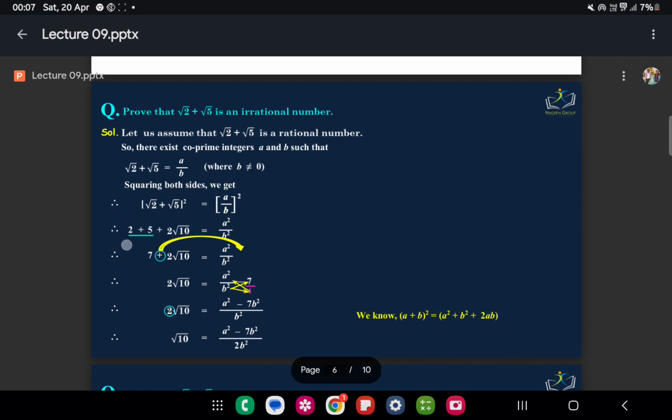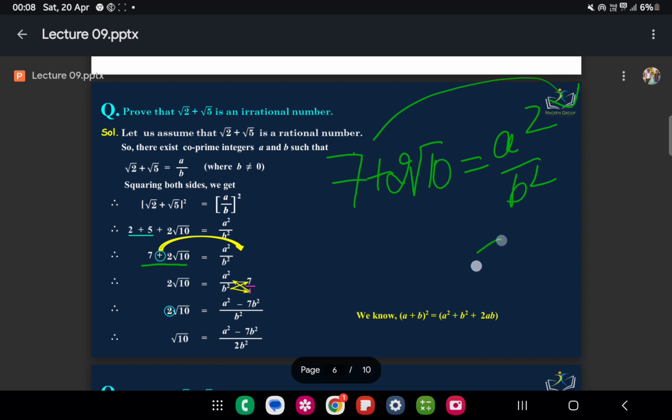Now we are having numbers here, 2 plus 5 that is equals to 7, and here the plus sign is there, you can see that plus sign is there. So 7 plus 2 root 10 is equals to a square divided by b square. So shift the 7 to right hand side, so you will get, I will write here, 7 plus 2 root 10 is equals to a square by b square.